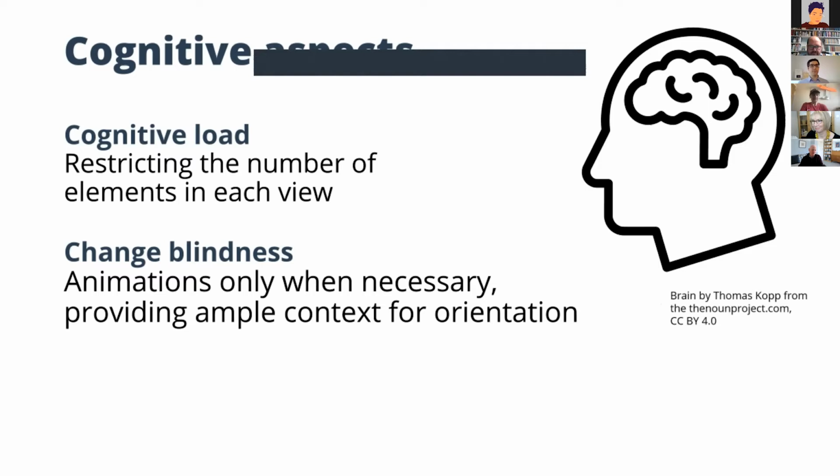There's also a phenomenon called change blindness. So when a scene starts, for example, in a movie, then at the end of the scene, you cannot actually remember how the scene started. And that is bad news for visualizations, because many of them use animations. And so you have to provide a lot of context for orientation. We think it's best to only use them when they're really necessary.